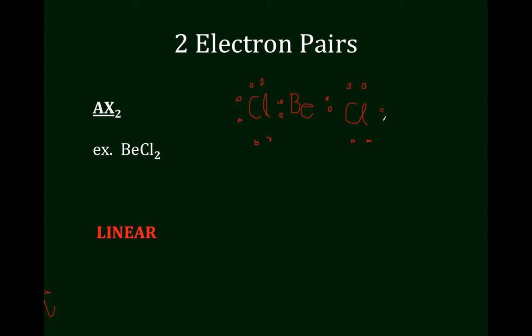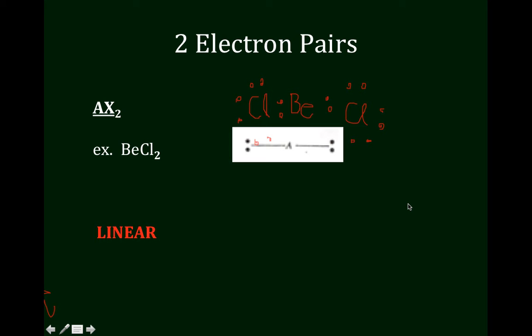And now we want to show you why it's AX2. So the A, in this case, is the beryllium. We have 1 central atom. The X refers to chlorine, and we have 2 chlorines, so it's AX2, and there are no lone pairs left on beryllium. So it is linear.